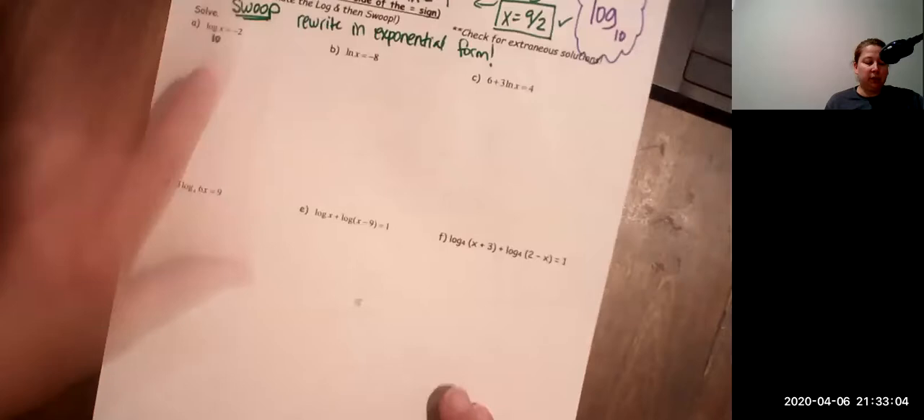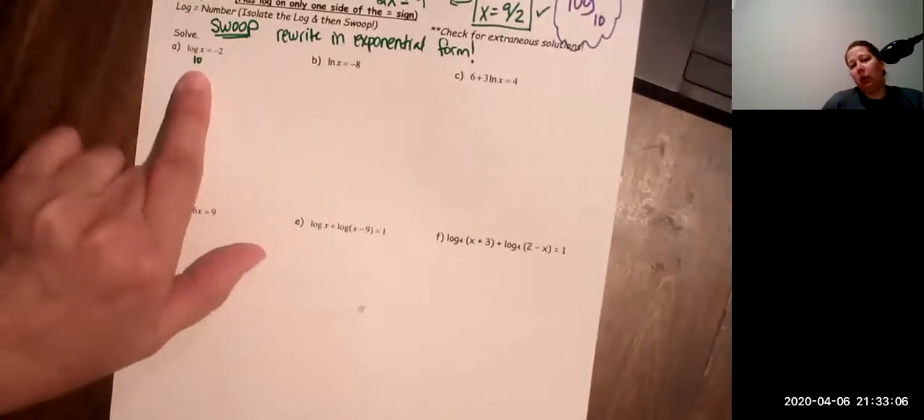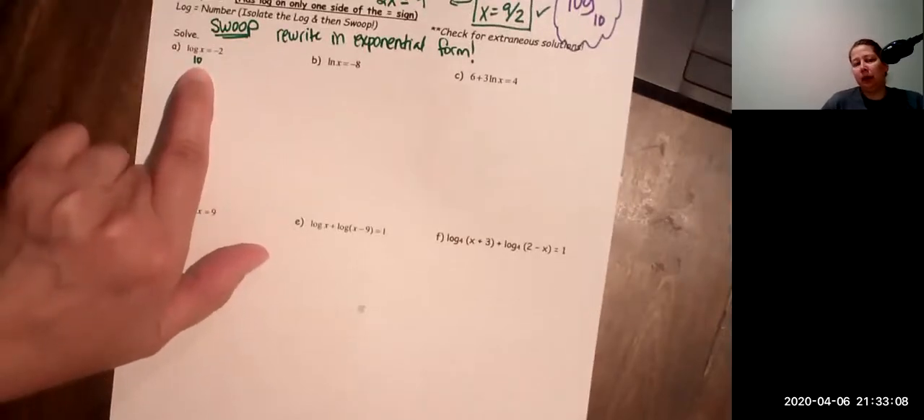ln, the natural log, always has a base of e. This is very, very important, okay? If no base is given after the ln or the log, it's always e for ln and 10 for log, okay? So on this problem up here, I see the word log with no base behind it. You have to put the 10 there.